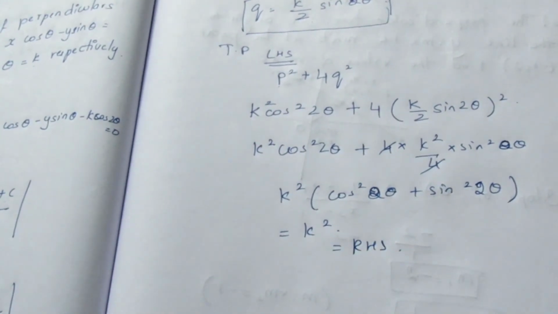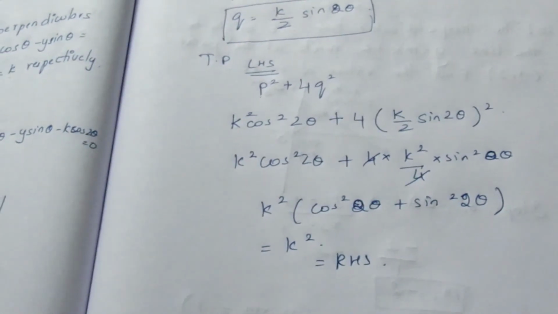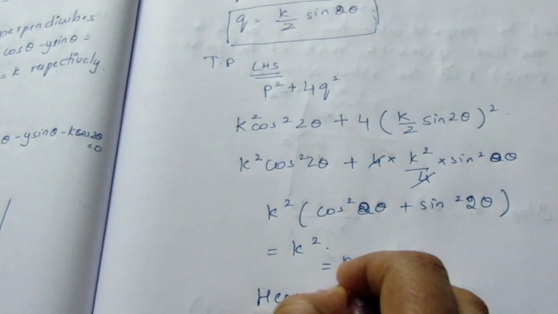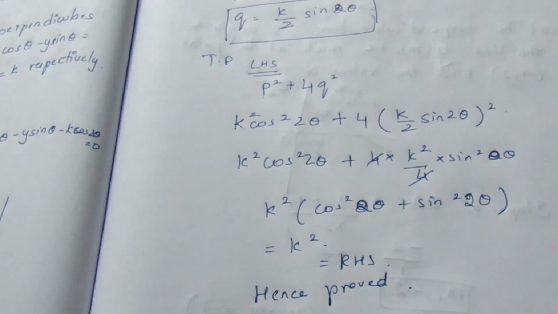This is what we need to prove. So we have proved this is equal to our RHS. So we have proved it. Hence proved. That's all with the sum.